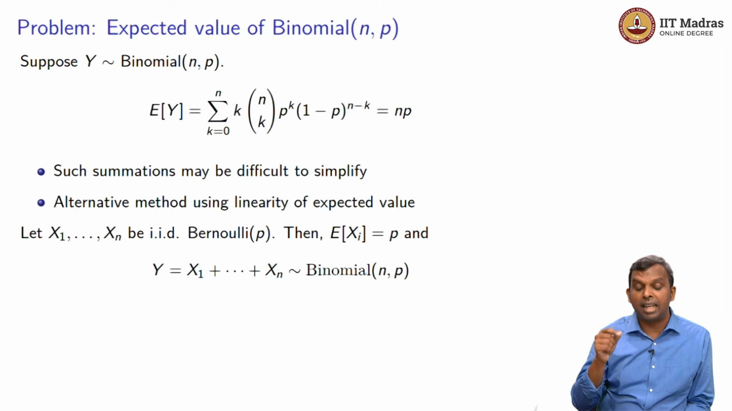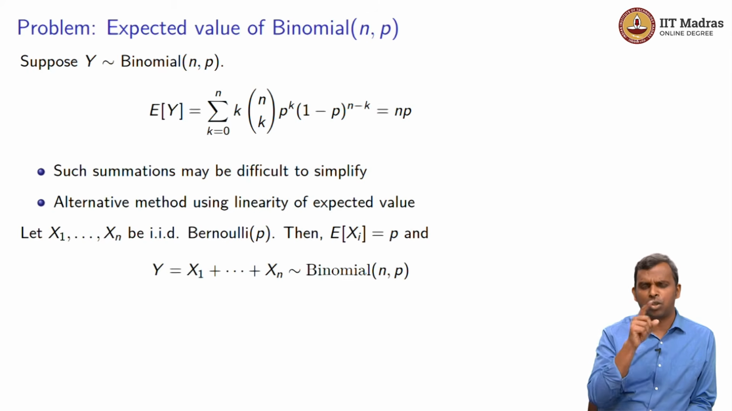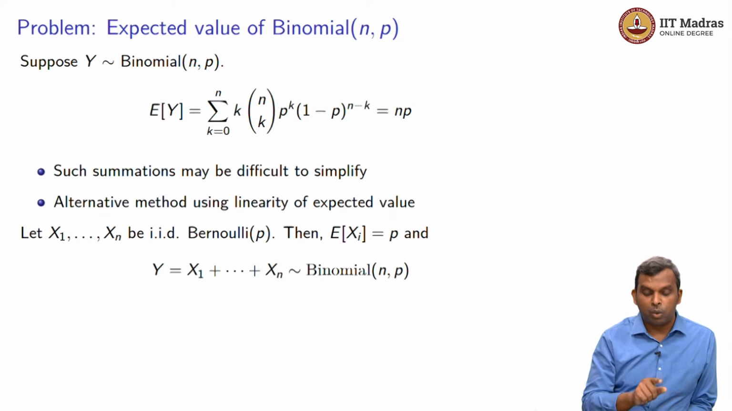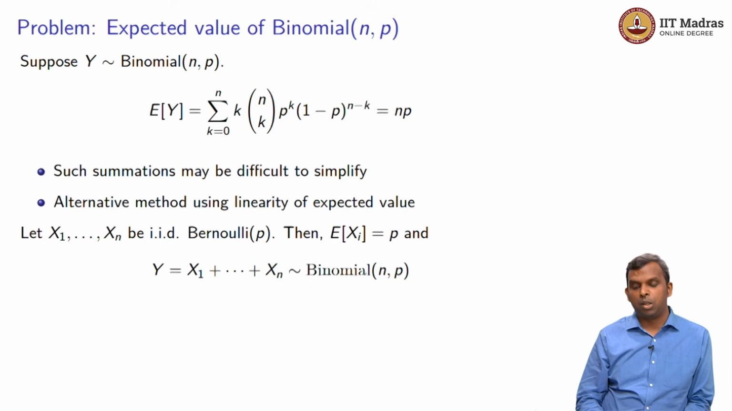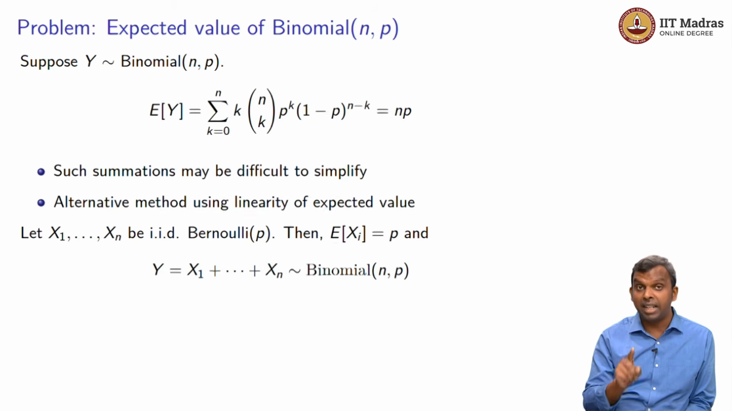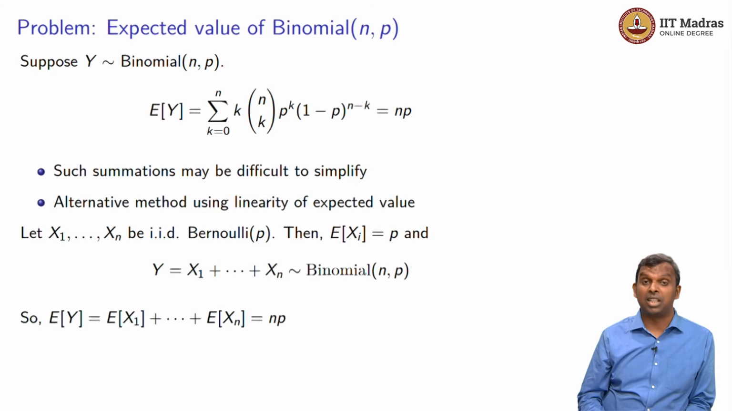Supposing you have n IID Bernoulli P random variables x1 through xn, and expected value of xi is equal to p, isn't it? It's just Bernoulli P. We saw 0 with probability 1 minus p, 1 with probability p, so expected value is just p. Now interestingly, this y, which is x1 plus x2 plus so on till xn, we know from before it's binomial NP. Notice this interesting little connection here. If you add up n IID Bernoulli P random variables, you get binomial NP. The fact that they are independent is not so important. The fact that they add up is very, very important for me, because now I can use linearity of the expected value.